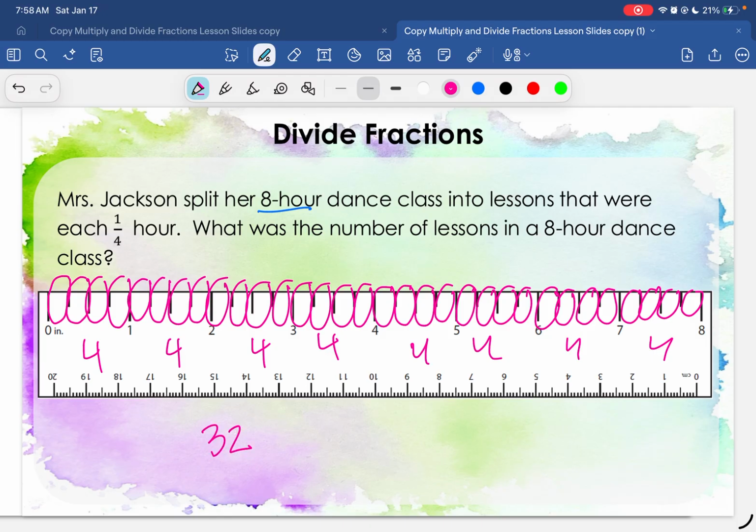That makes sense. What kids want to do is give me a fraction for this. No, it's the total number of lessons, so your answer is going to equal a whole number. So in this case, it'd be 32 lessons.